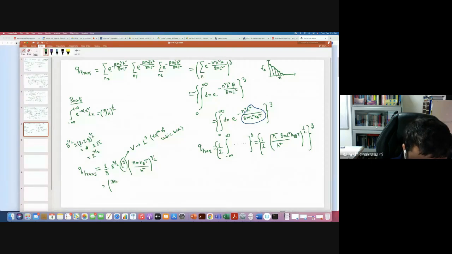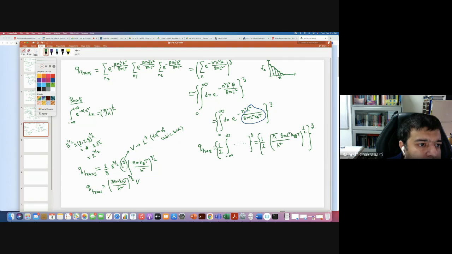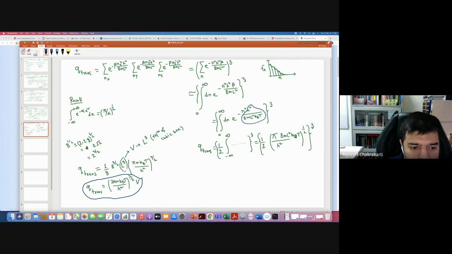And then what you have is 2 pi m kBT by h square to the power 3 by 2 into V, and this is your translational partition function. I hope this is clear because I have done everything in very detail.